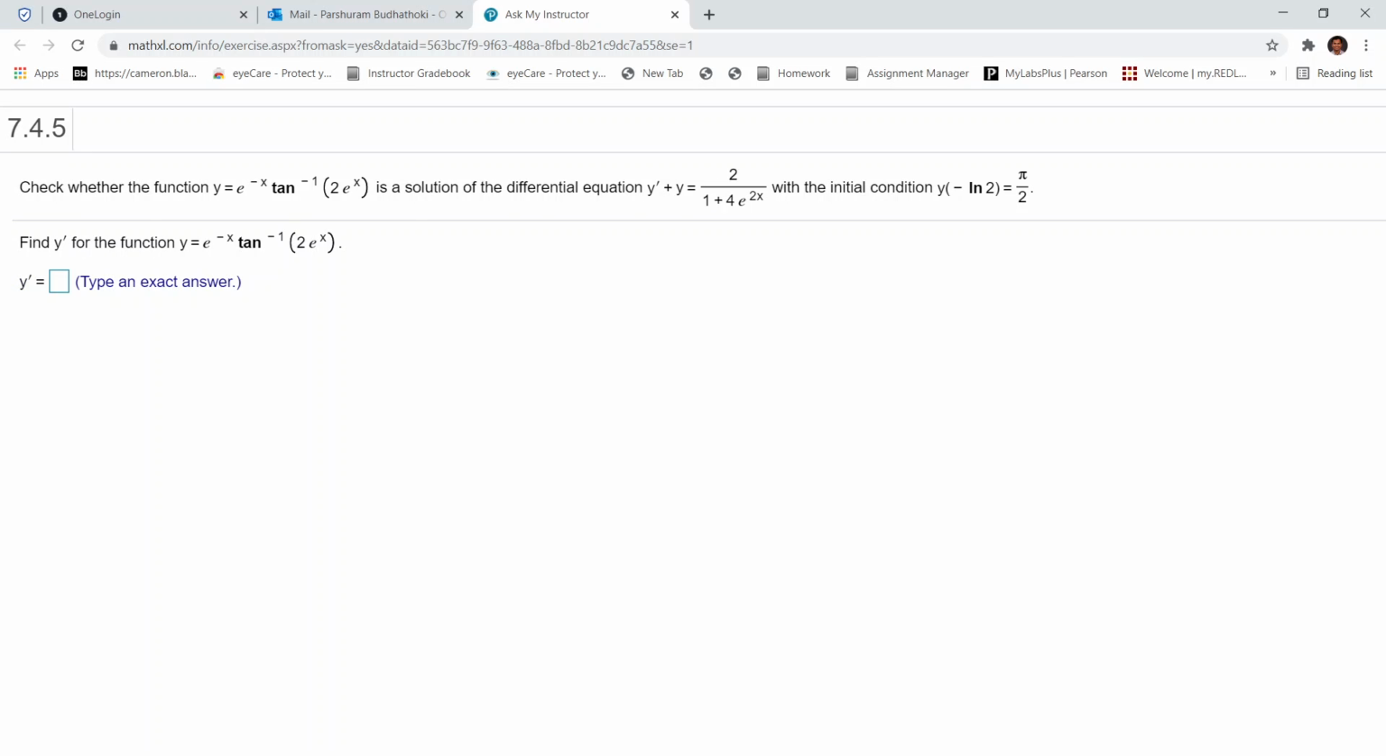So first of all, to find y prime, you can see that y is a multiplication of e to the power negative x times this one. There are two different functions. So to find the derivative of this function, you have to use the product rule. Derivative of the first part times the second plus first function times the derivative of the second part. So the big thing is you have to know the derivative of tan inverse of 2 times e to the power x. So I'm going to use a different file here.